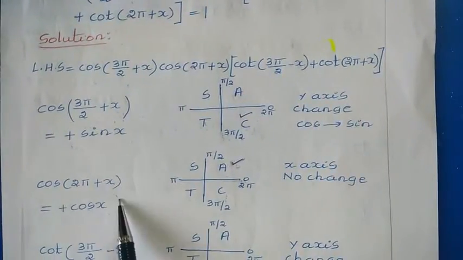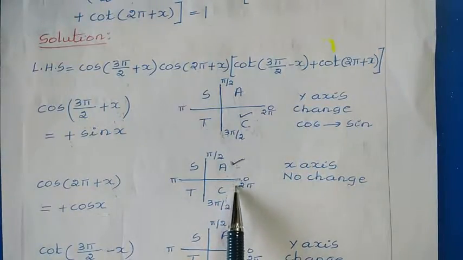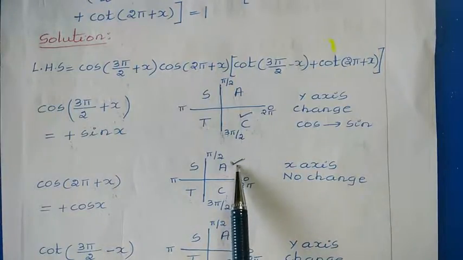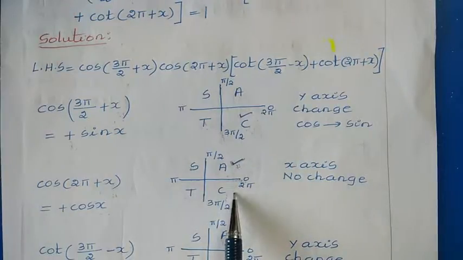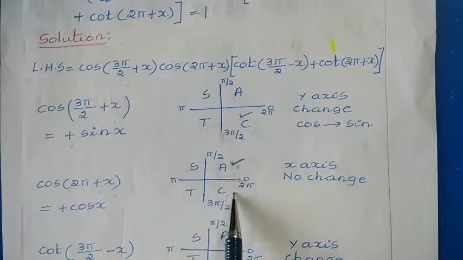Next, cos of 2 pi plus x. 2 pi means we are on the fourth quadrant. 2 pi plus x, theta angle is added. So here we will come to the fifth quadrant. And the fifth quadrant and first quadrant are the same. 1, 2, 3, 4. We have 4 quadrants. Again, you can increase the number of quadrants: 5, 6, 7, 8 in the same place, 9, 10, 11, 12 in this way.